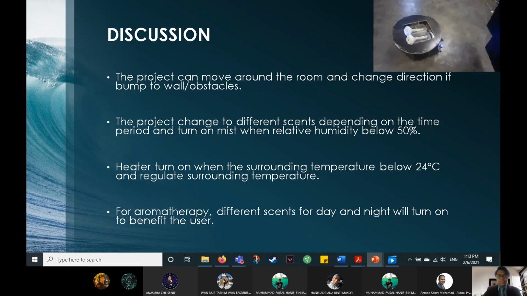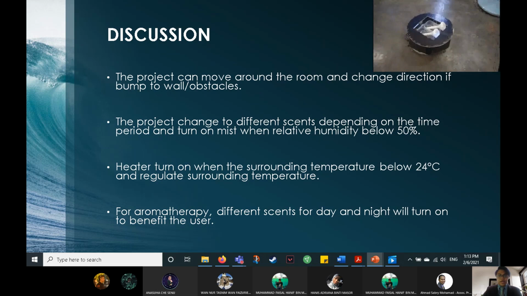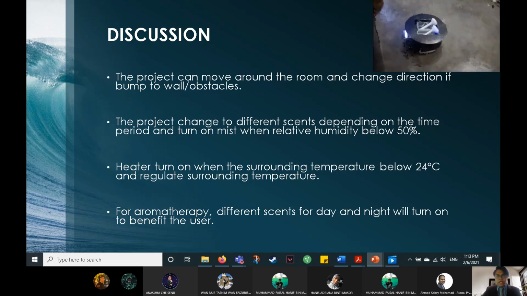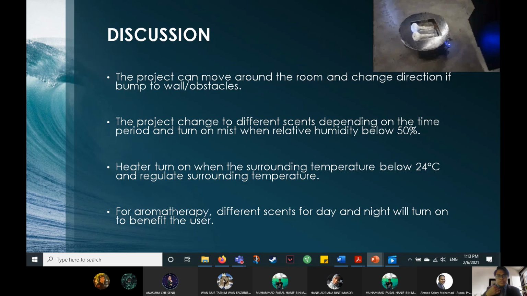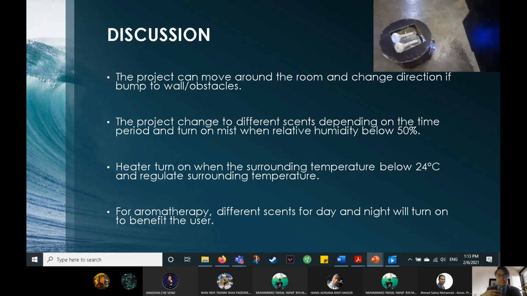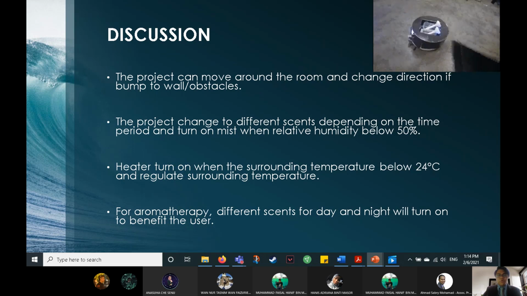And for aromatherapy, there are two different scents, for the day and night. For the day, it is lemongrass or lemon to make us stress-free and more energetic. And for the night, it is lavender to make us calmer and help us sleep easily.